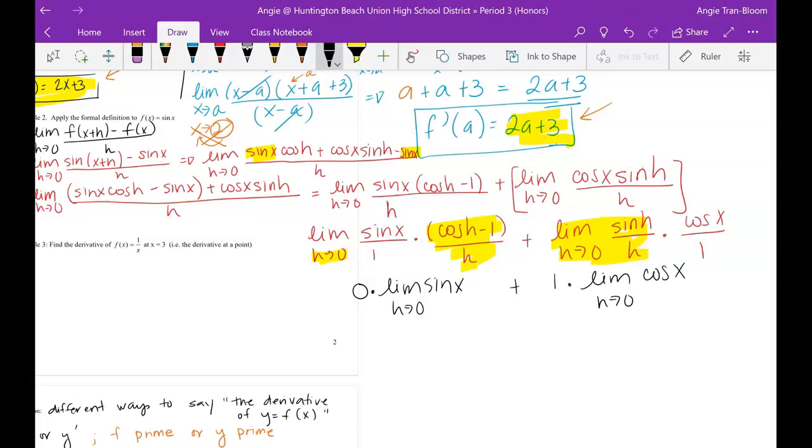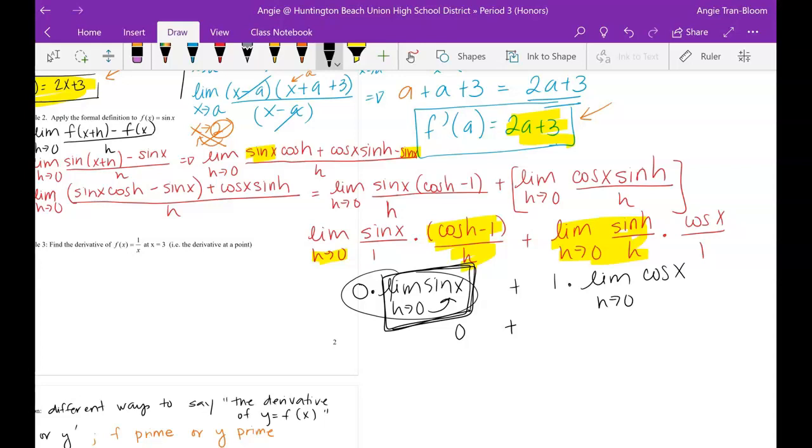Well, what's going on is, as h is approaching 0, 0 times anything is 0. So over here, this whole thing is going to be 0, because I don't care what this is. As h approaches 0, it's just not even in this equation. So whatever sine of x is, sine of x times 0 is 0.